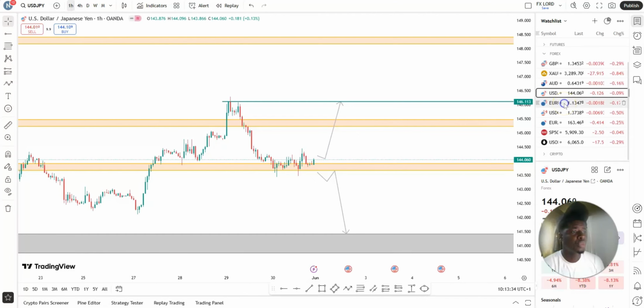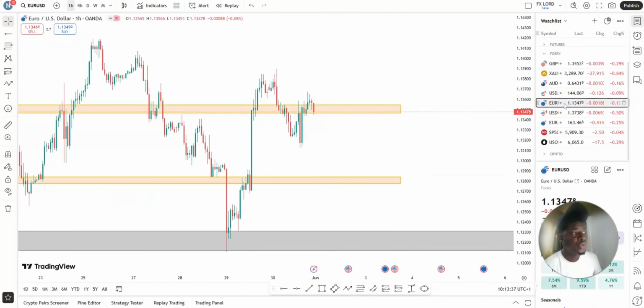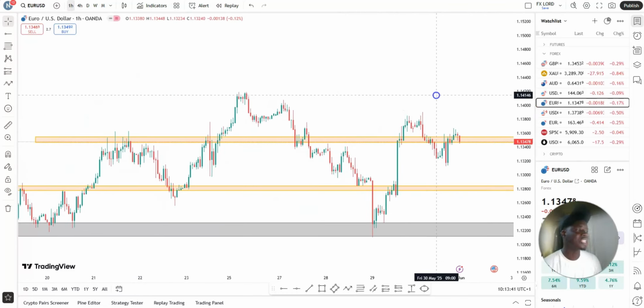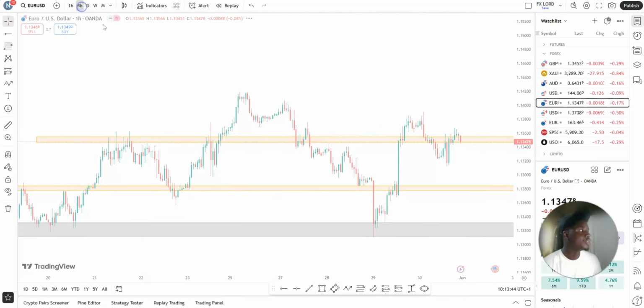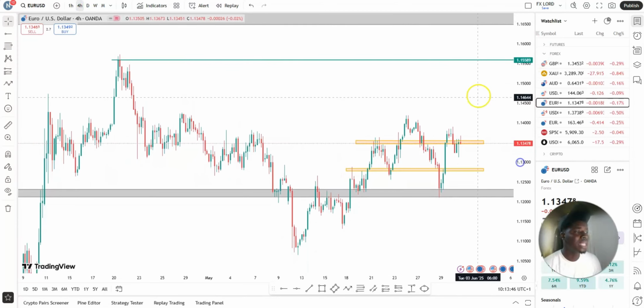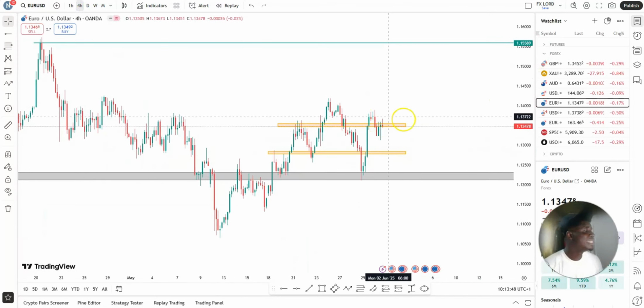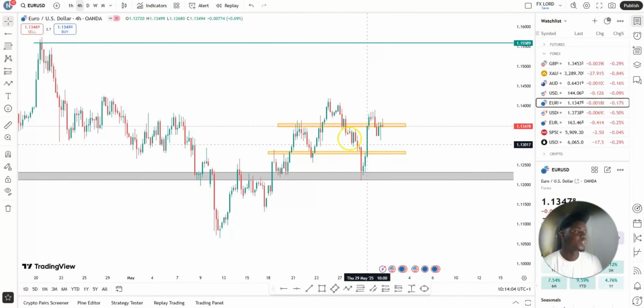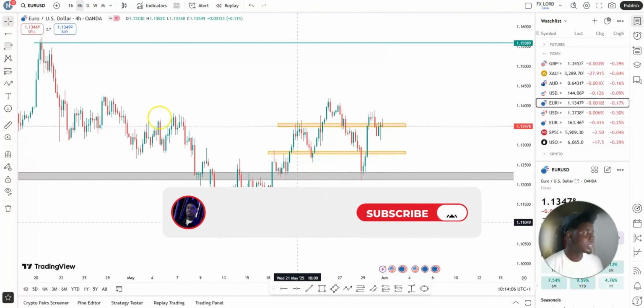And the next pair we are going to be looking at today is the EURUSD. EURUSD has been undecided for a long time. If you go on to the 4-hour time frame, you see that EURUSD has been at this level since May 19, till today, the 1st of June. So there has been a lot of indecision happening right here.